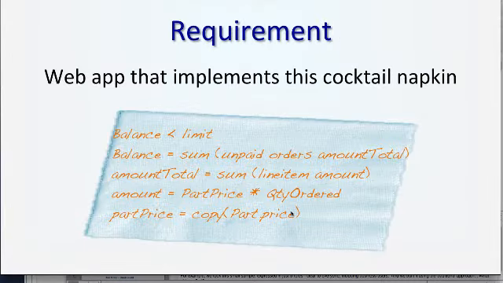We begin with the familiar cocktail napkins requirement spec. We have a database of customers' orders, items, and parts, and we need to make sure that the credit limit is not exceeded by the balance.